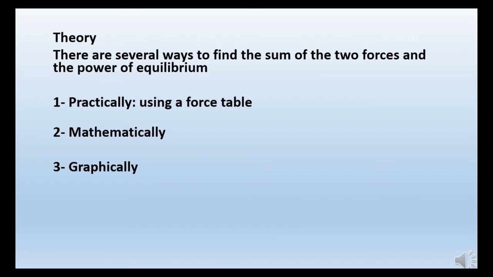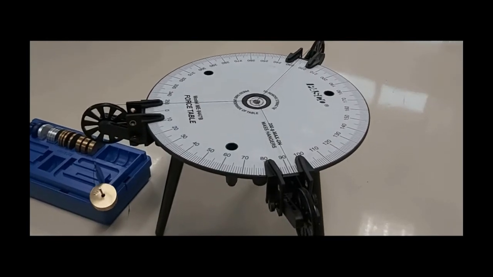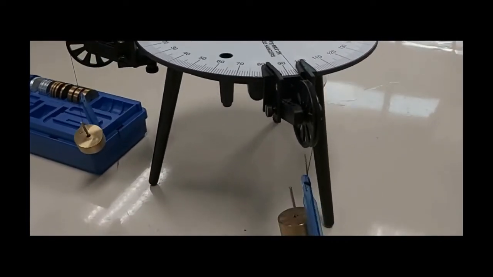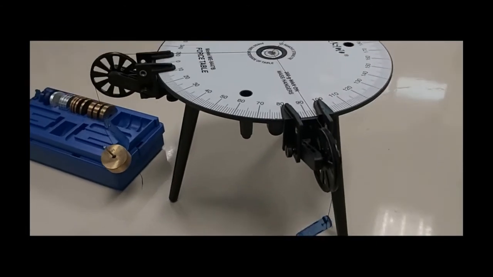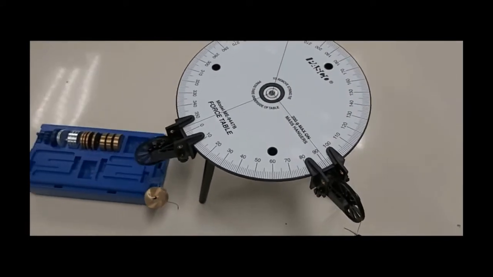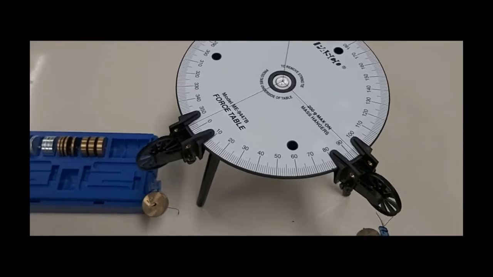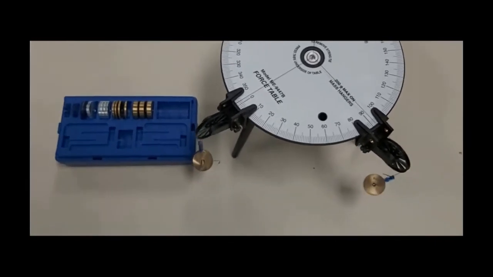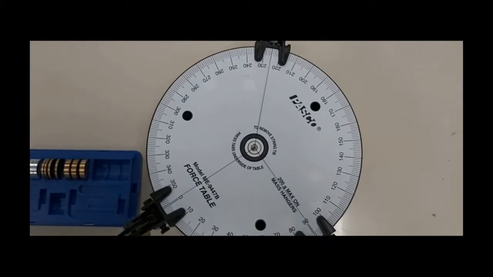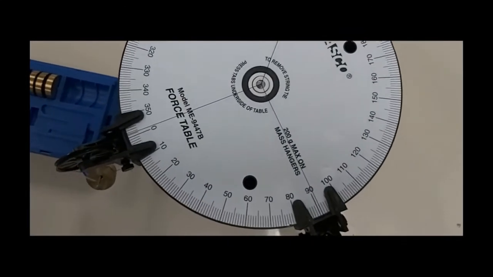Theory. There are several ways to find the sum of two forces and the force of equilibrium. One, practically using a force table. Two, mathematically. Three, graphically. Hang two different masses on the force table over two pulleys. Adjust the angle between the two strings by moving the pulleys and fix the angles to certain values: theta 1 equals 0 and theta 2 equals 90. Measure from the positive axis counterclockwise.